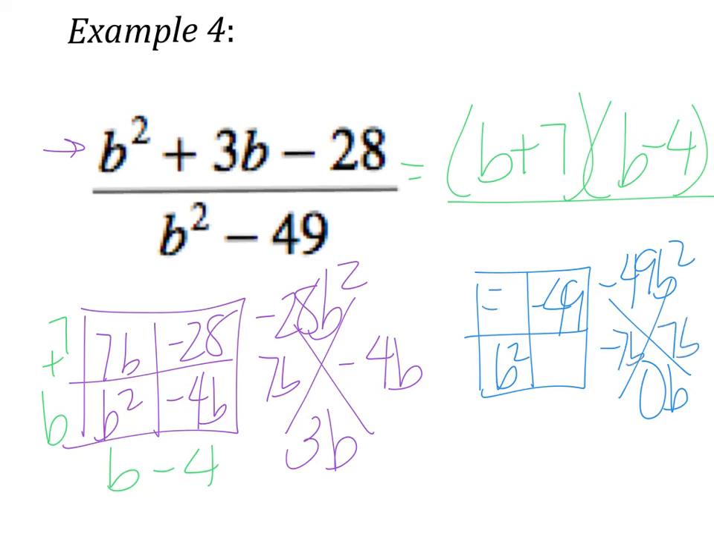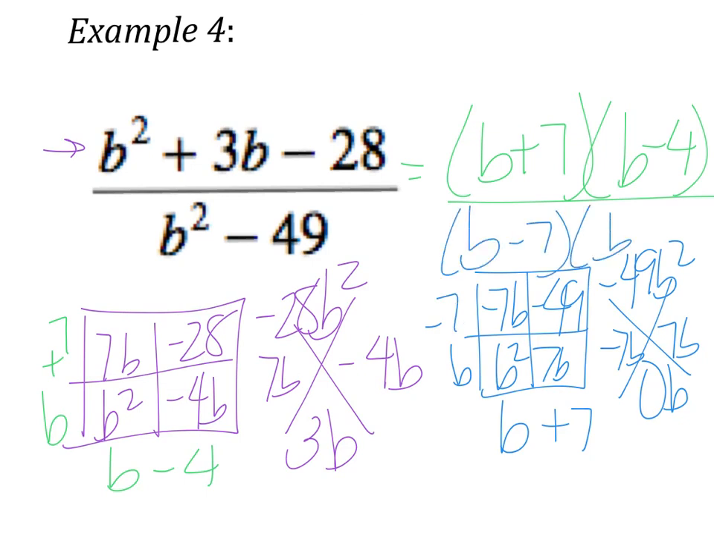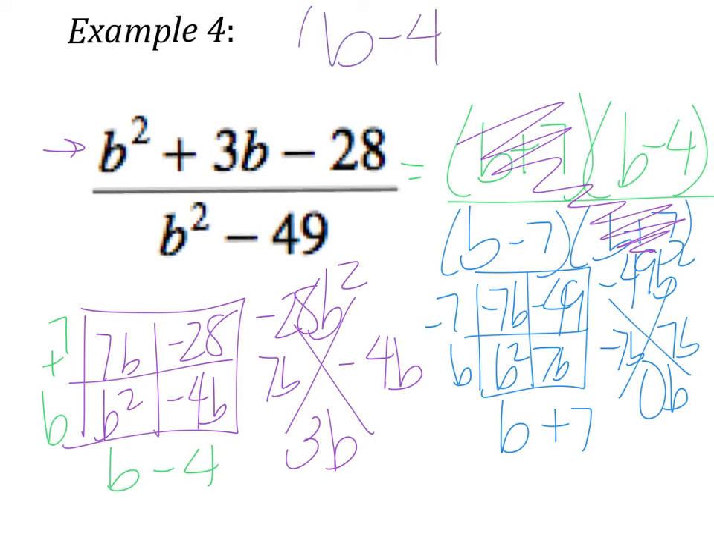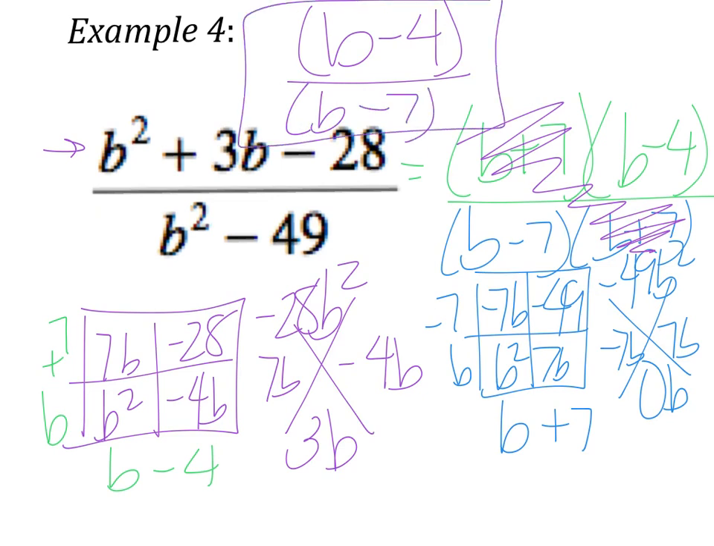And this is one of the special factoring patterns, if you remember from a previous screencast. And if you don't, that's okay. You can still work it out like this. So we're going to have b minus 7 and b plus 7. So we're looking to see what we can eliminate, what can simplify to 1. So the b plus 7s can be reduced. So we are left with b minus 4 divided by b minus 7. So that would be our simplified rational expression.